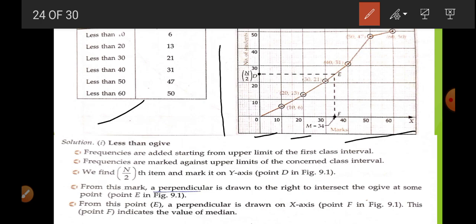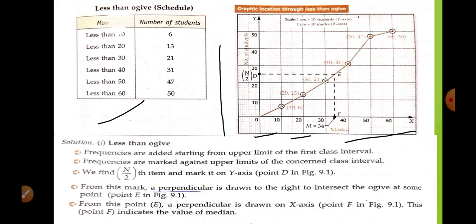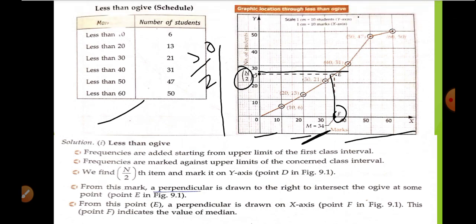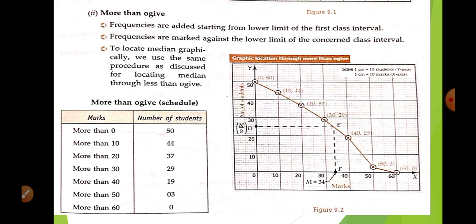Now n upon 2. So here you can see that total is 50. So 50 upon 2, when we do 50 upon 2 it is 25, the 25 will lie here. So we will draw a perpendicular line, this will touch here on E, and then we draw a line that is going to touch the x axis, where it will touch, whatever the value, that will be the median. Here you can see it is 34. Okay. So in this way, we are going to find out the value of median with the help of the graphic representation.